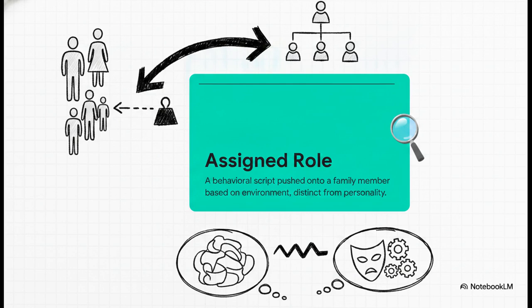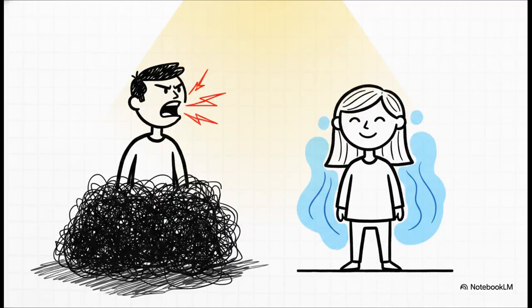Just because someone was born first, they might be burdened with incredibly heavy expectations. We have to clearly separate a person's true character from the role they're forced to play in the family ecosystem. They aren't inherently difficult people. They're really just acting out a script written by their environment. And that brings us to how families often mistakenly judge the so-called villain.